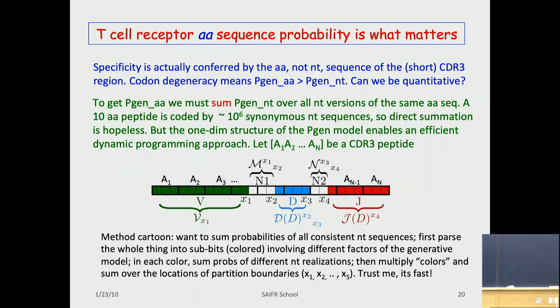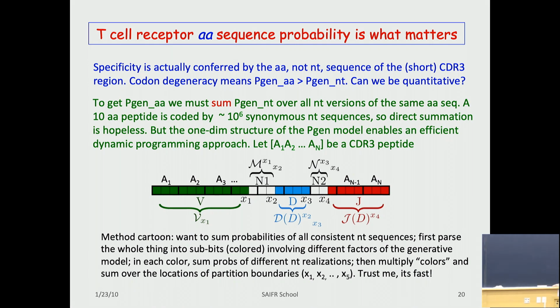So that raises an interesting theoretical issue right away, namely, what I've constructed for you so far is the probability of generating a particular nucleotide sequence. Now, in reality, what matters is the amino acid sequence. So what I really should give you for any question that I ask is, what's the probability of generating a particular amino acid sequence?